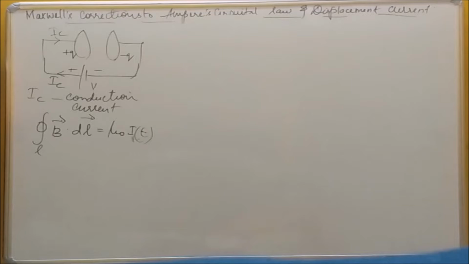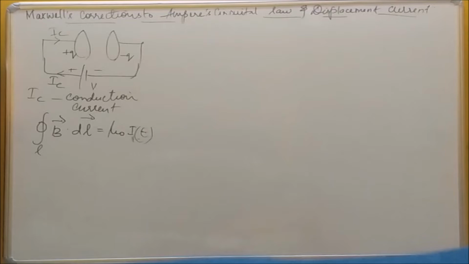Let me continue the topic: how the changing electric field produces a magnetic field. Here we are considering a charging parallel plate capacitor, with charges plus Q and minus Q. We are assuming that in between the capacitor plates there is a non-conducting medium.